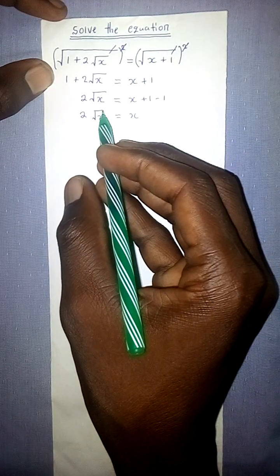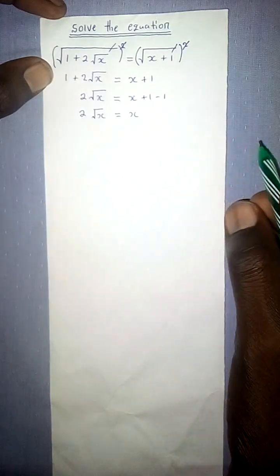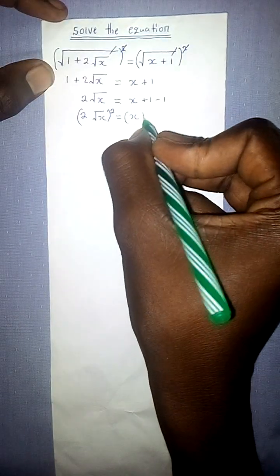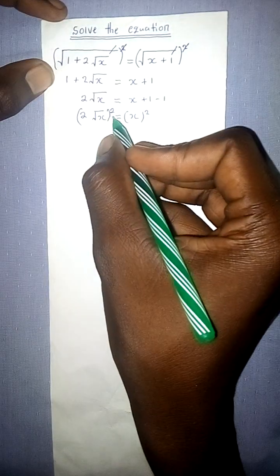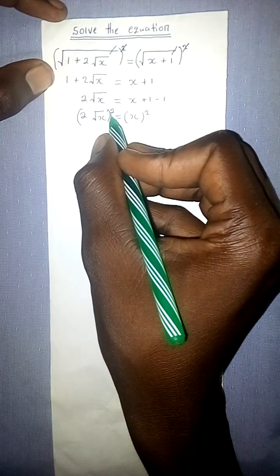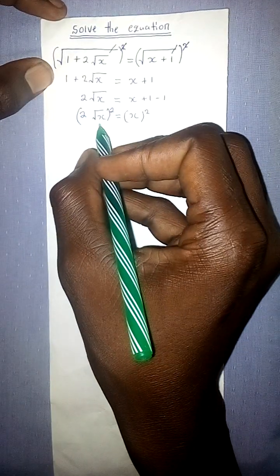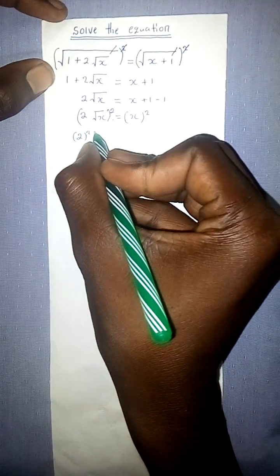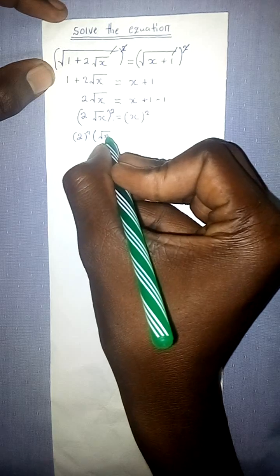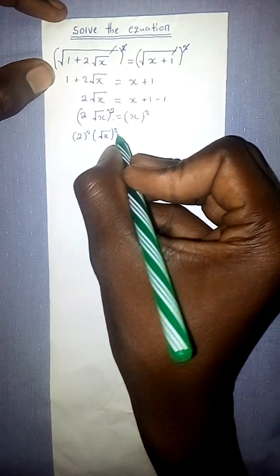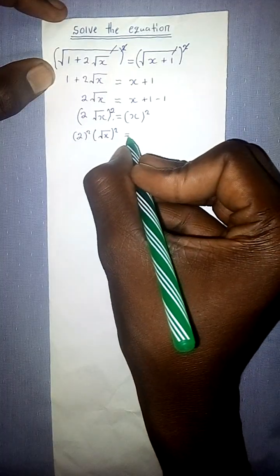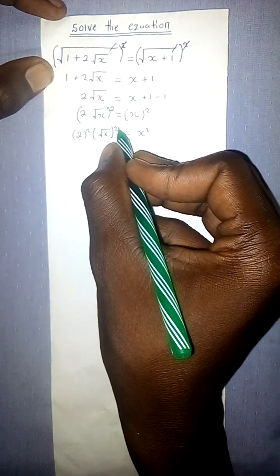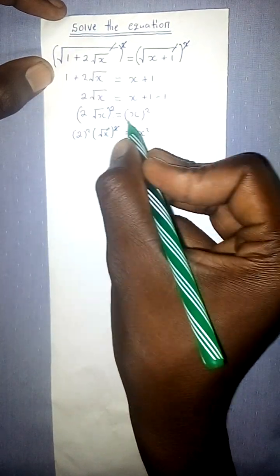Then we still want to get rid of this square root. How are we going to do that? By simply raising both sides to the power 2. So for this part, the 2 will have an effect on this part and this part. Therefore, this can also be written as 2 raised to the power 2 multiplied by square root of x to the power 2. This is the same as x squared, right? So this will cancel this square root.